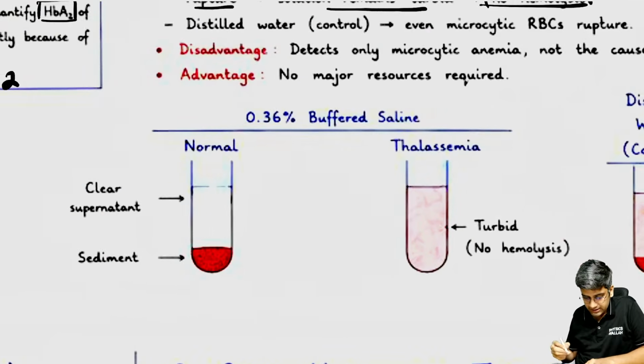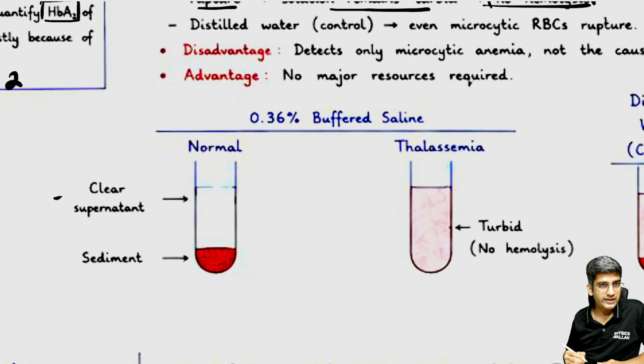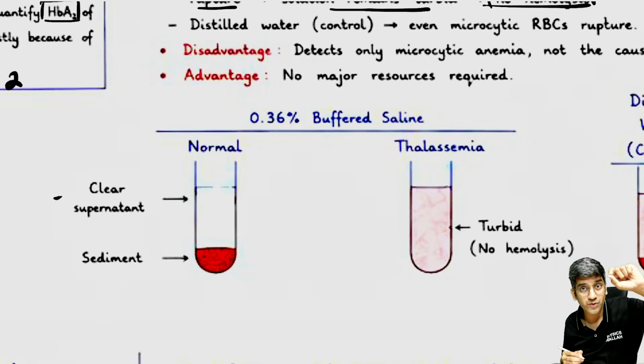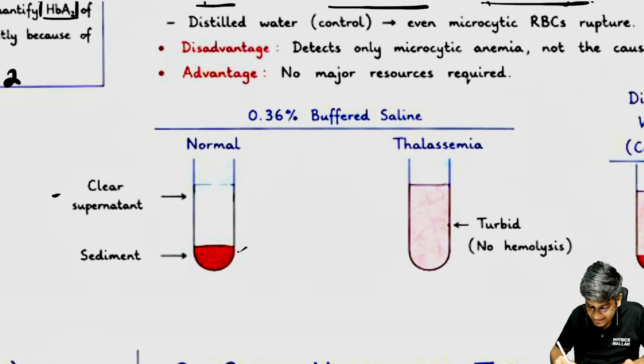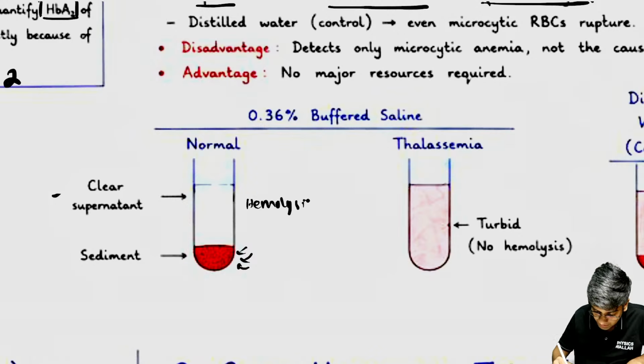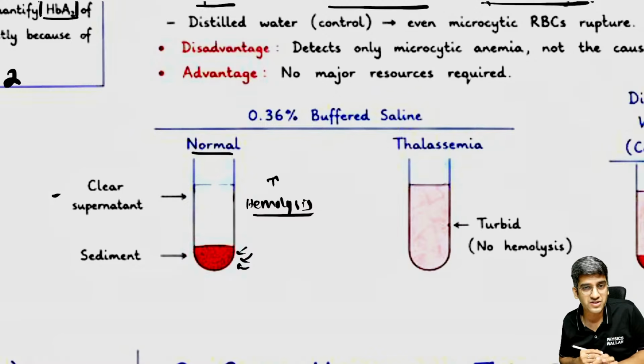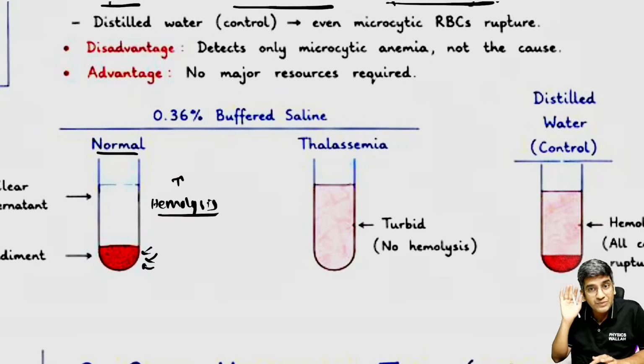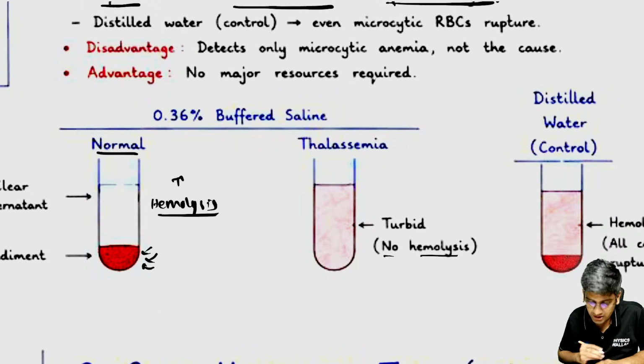See here, this is how the clear supernatant is. If the supernatant is clear, which means RBC is lysed and everything has come to the bottom, there is hemolysis happening here, which means this patient is normal in 0.36% saline. In thalassemia, it will be turbid. If it's turbid, there's no hemolysis here, which means the patient is having more stable RBCs. That's why in 0.36% it's not able to lyse, right?